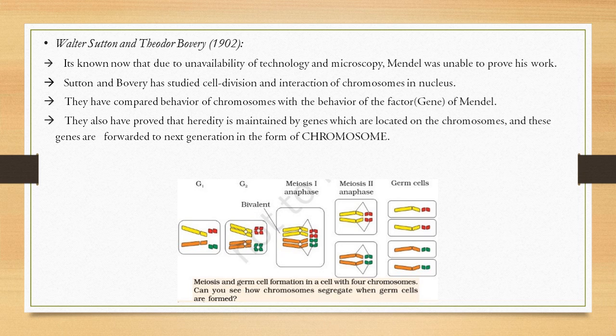So that way, the first law is applicable. Then assortment: at the time of gamete formation, again they are separated. That is demonstrated here in the diagram.